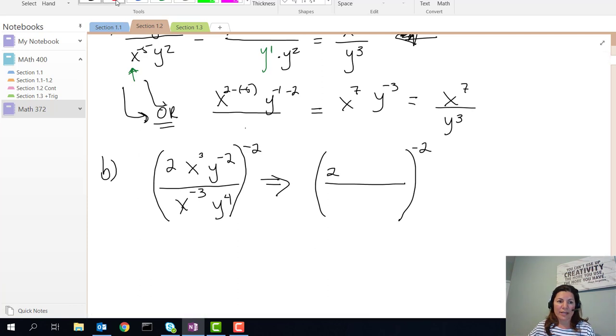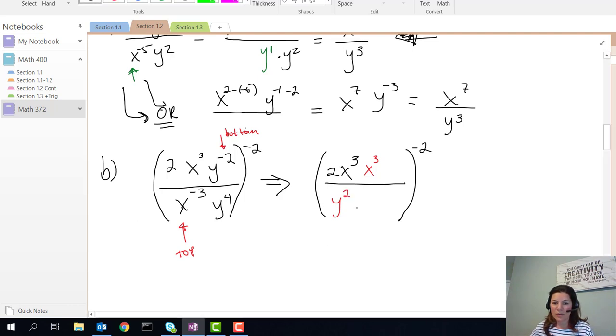So I have an x to the minus 3, so that's going to move to the top, and I have a y to the minus 2, and that's going to go to the bottom. And so when I write them, I have my 2x cubed, and I'm bringing another x to the minus 3, so that comes to the top as x to the positive 3. And we have the y to the minus 2 goes to the bottom as y squared, and y to the fourth.